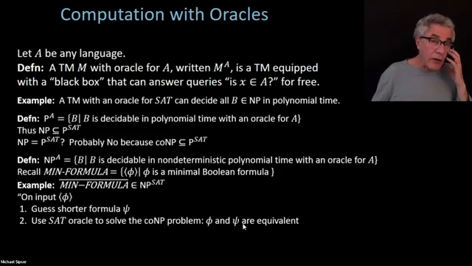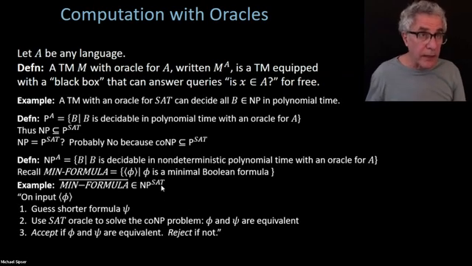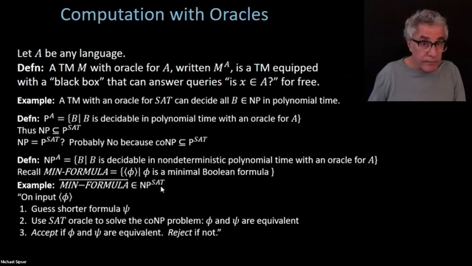And if it turns out that they are equivalent, that a smaller formula is equivalent to the input formula, you know the input formula is not minimal, and so you can accept. And if you guess the wrong formula and it turns out not to be equivalent, then you reject on that branch of the non-determinism, just like we did before. And if the formula really was minimal, none of the branches is going to find a shorter equivalent formula. So that's why this problem is in NP with a SAT oracle.